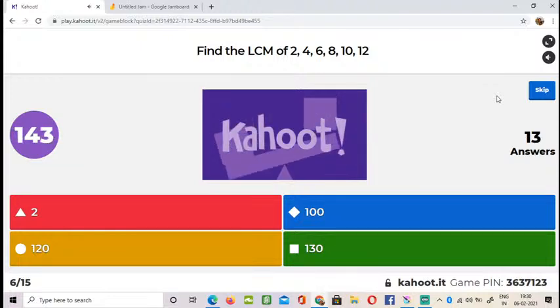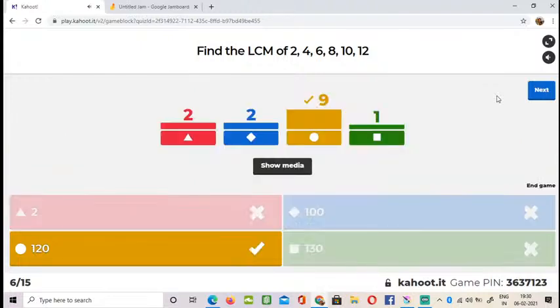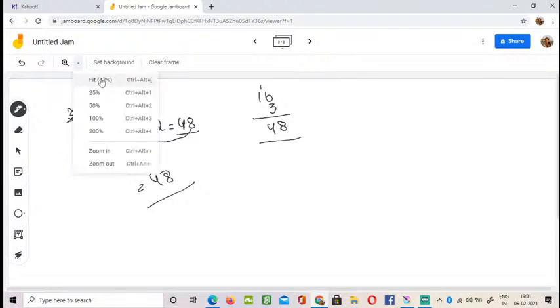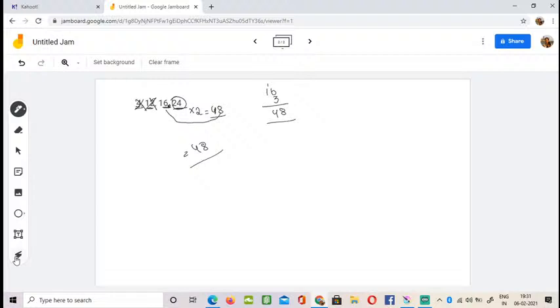Waiting for the answers. Okay, I have the answers with me. So 9 correct answers and 5 wrong answers. So 9 correct answers. So let me show you how the others got the correct answer. So let me copy the question to the Jamboard. So let me copy these numbers. So let me minimize. Okay, so we'll have it over here. Let me zoom in.